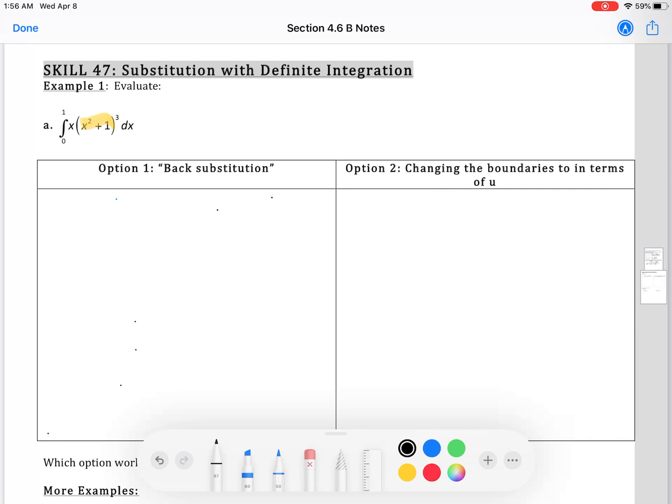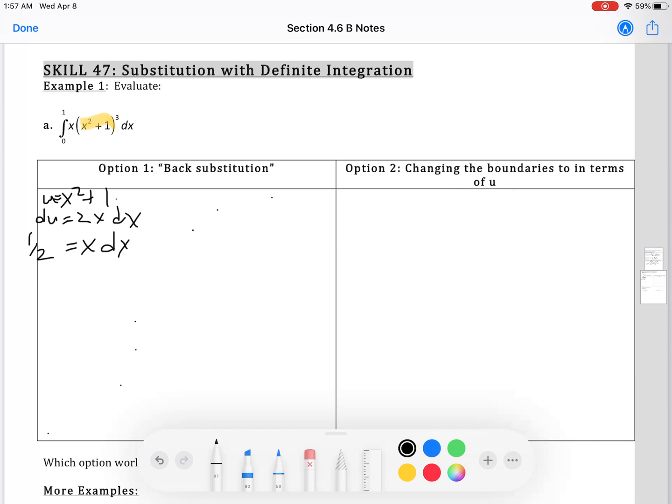Like an indefinite U-substitution, I'm going to identify what my U is. I always like to look at what is inside of my parentheses. So my U pretty obviously here is x squared plus 1. And then our du is 2x dx. Now I notice I have an x dx outside of the parentheses, so I can get x dx if I divide by 2. So I get x dx.